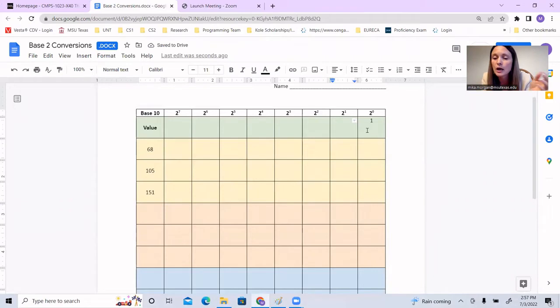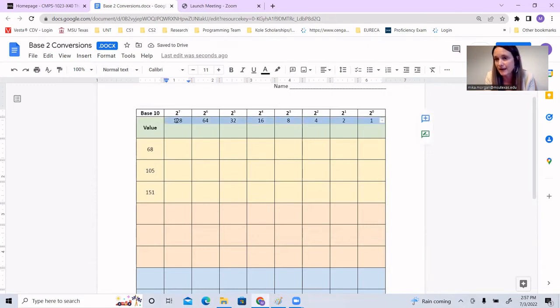Okay. And then all I'm doing here is just multiplying by 2 to get the next numbers. So 1 times 2 is 2. 2 times 2 is 4. 4 times 2 is 8. Times 2 is 16. Times 2 is 32. Times 2 is 64. Times 2 is 128. These are my place values.